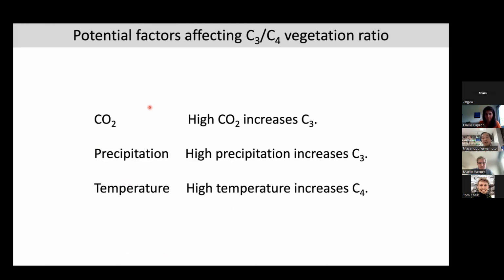There are three major potential factors affecting the C3-C4 vegetation: CO2, precipitation, and temperature. But our results indicate that only CO2 was a major factor affecting the C3-C4 vegetation ratio. But why? This was the major question of this study.